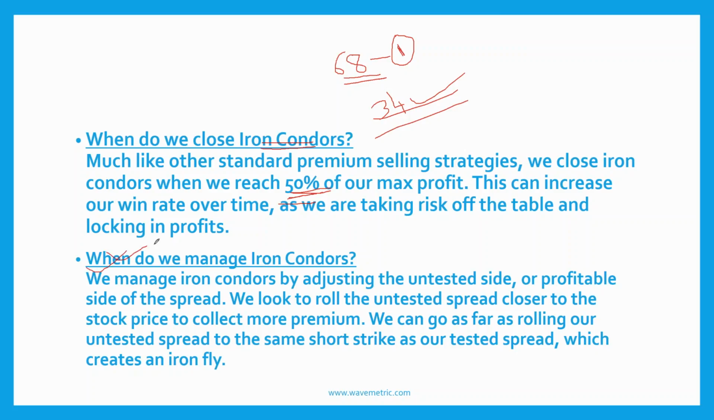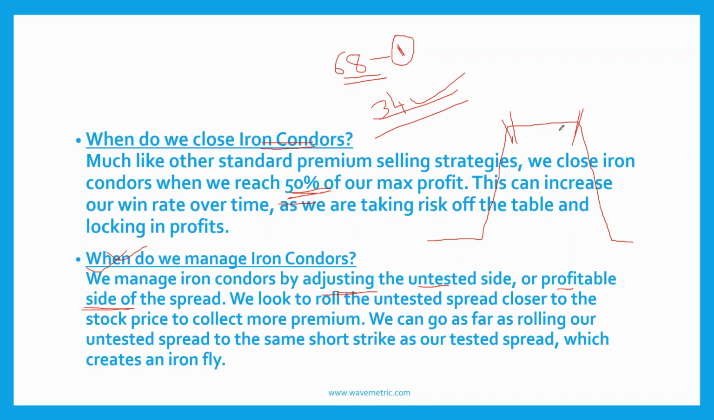The management of Iron Condor is done by adjusting the untested side or the profitable side of the spread. So what happens as Nifty moves? Let us see this one. We have shorted a put and we have shorted a call. Now the Nifty starts moving up, and what has happened? You have reached the break-even point here.